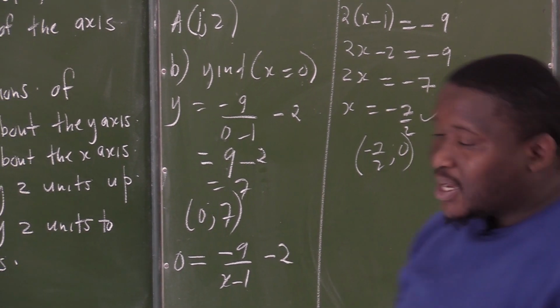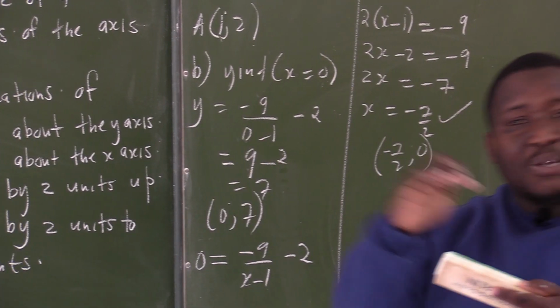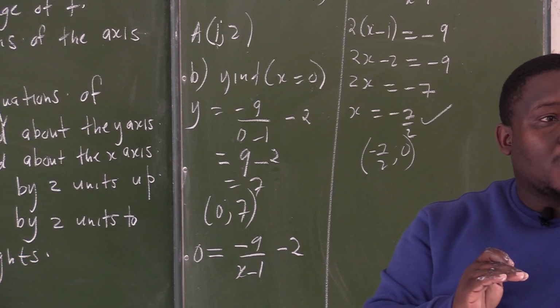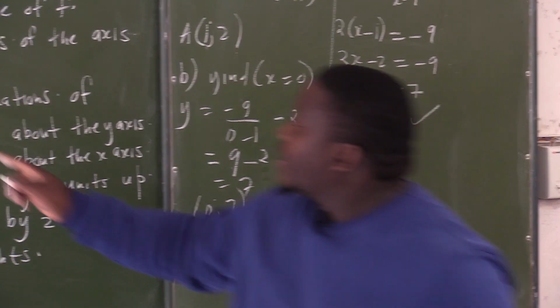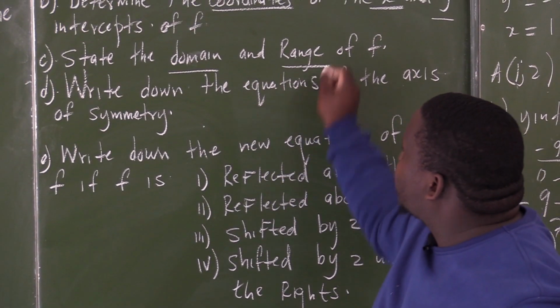Now, this is what they will do in the exam. They will stack at the question. They will say, determine the x-intercept, determine the equation of the asymptote. Then they will say, hand sketch. Look what is happening here, but now they want us to study the domain and the range.